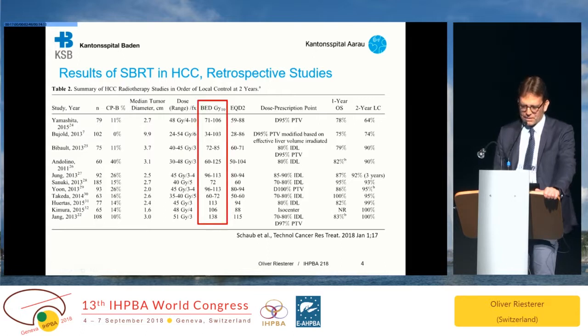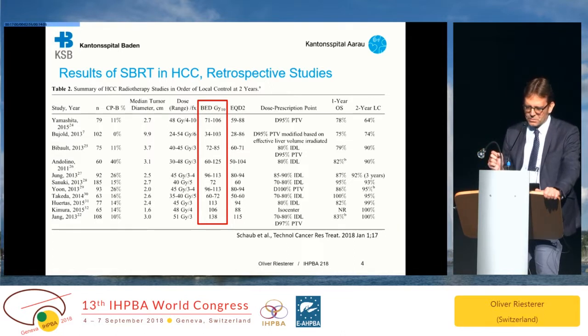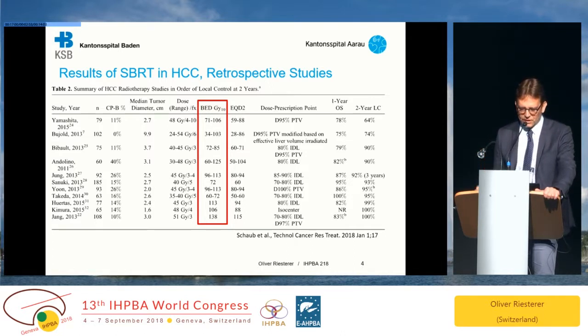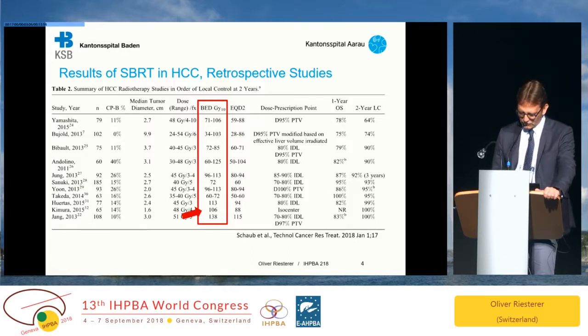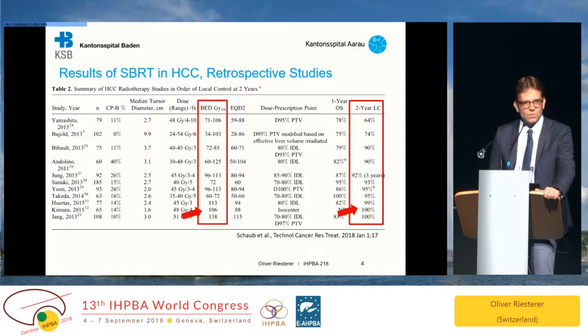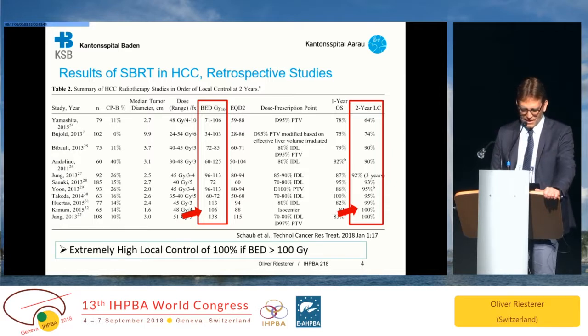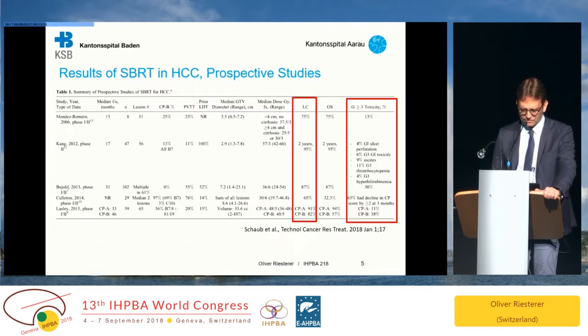And the biological equivalent dose is something we calculate to compare different fractionation regimens. And as you can see, if the radiation dose was very high, so biological equivalent dose above 100, then the 2-year tumor control rate was also very high. In some studies, it was given as 100%. That's quite impressive. So extremely high local control can be achieved with SBRT, depending on the dose we give.